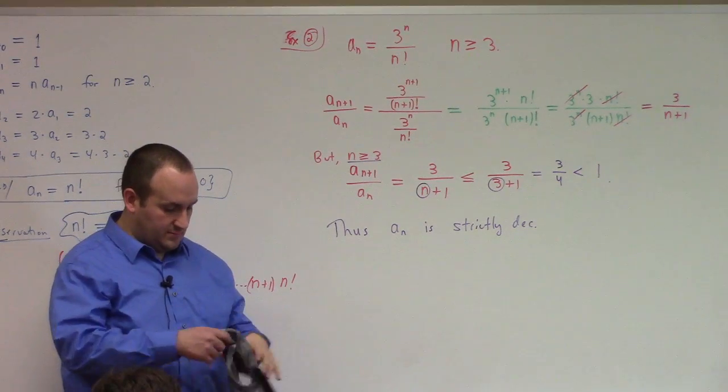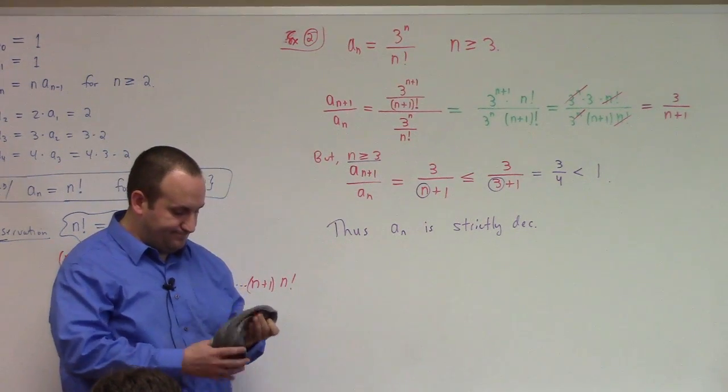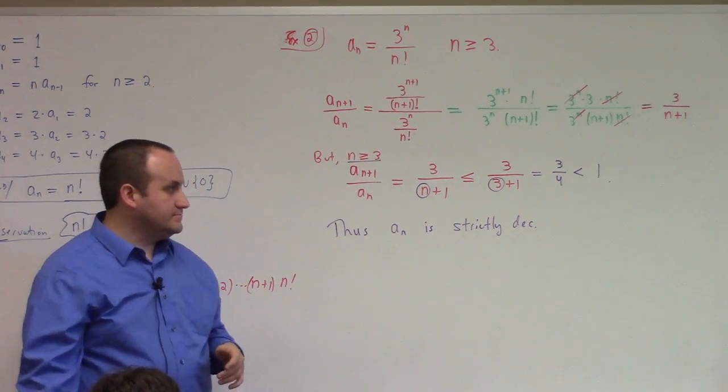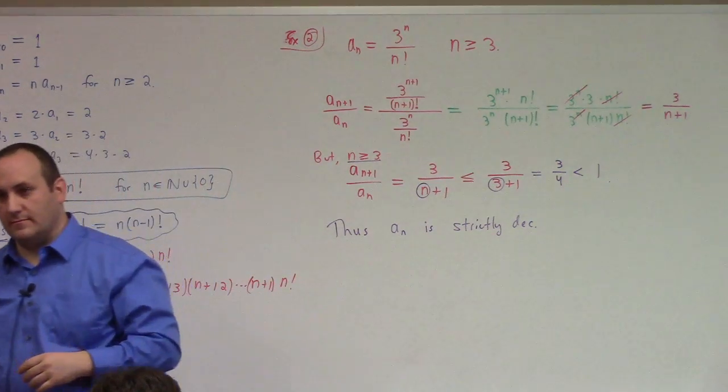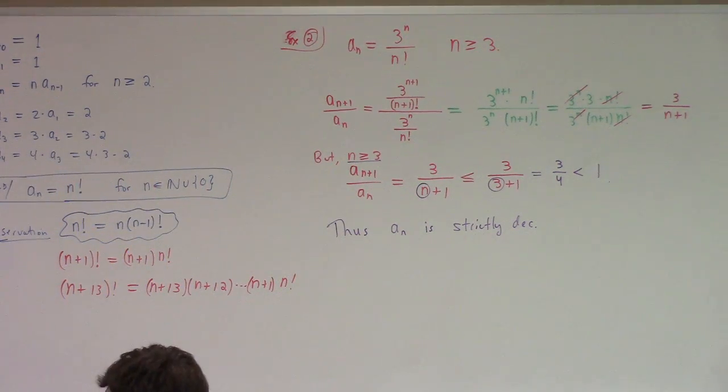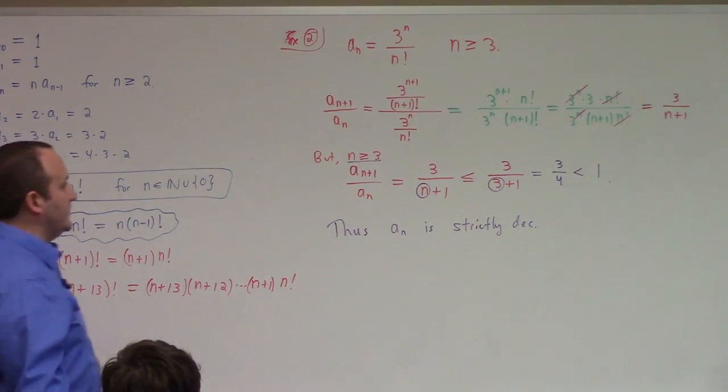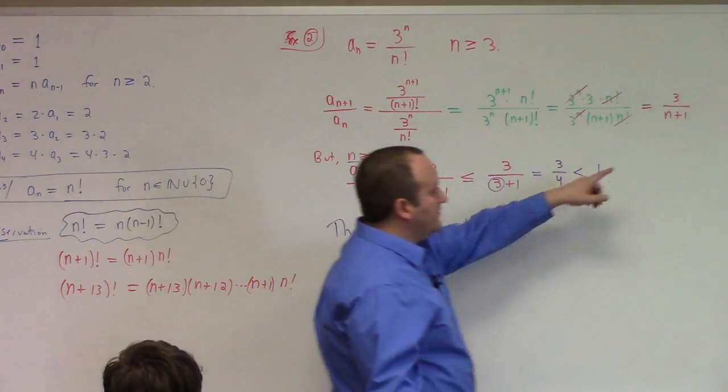I'll give you a second to catch up. You guys with me? So we've simplified the formula a sub n plus 1 over a sub n all the way down to 3 over n plus 1.